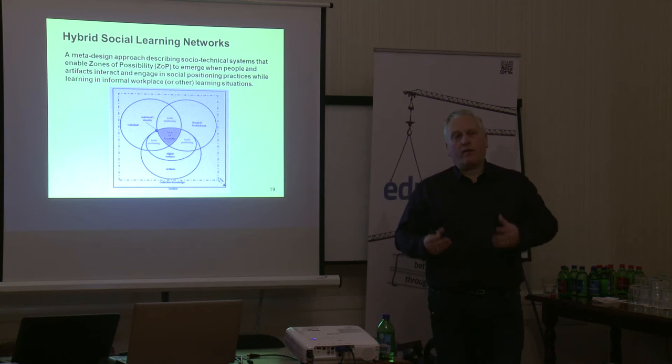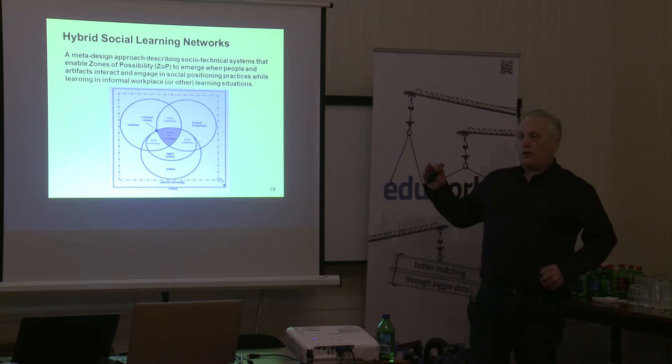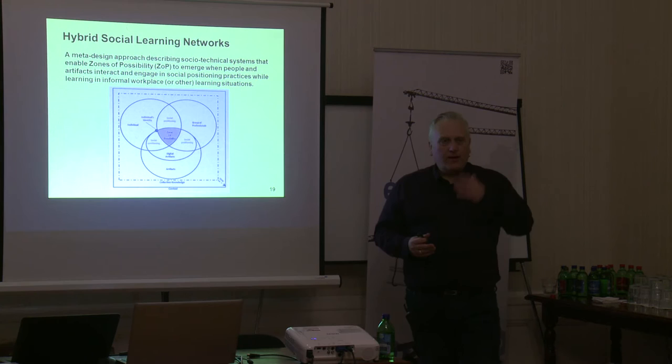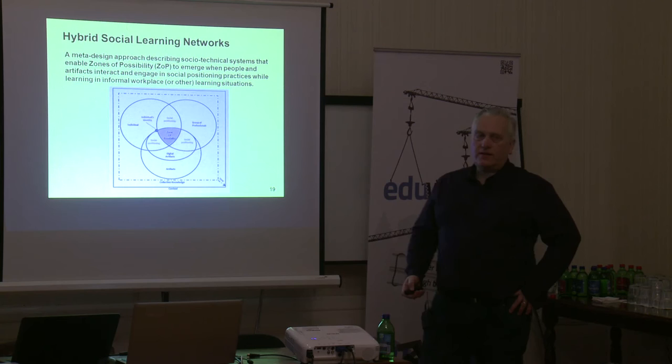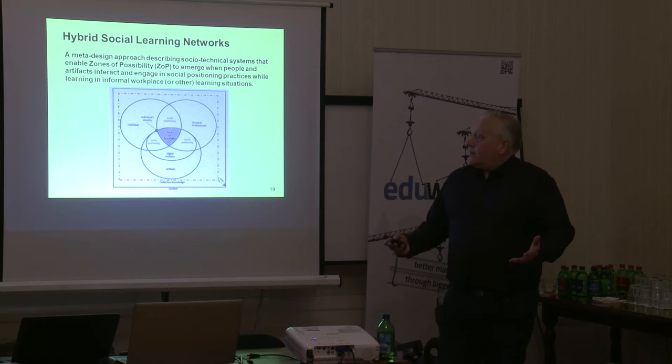So what you do is, we've got this overarching idea, and we use it to develop something at runtime: you get a zone of possibility, where people who engage with artifacts like the systems and each other are involved in this zone of possibility. So you get individuals, groups, digital artifacts, and social positioning practices, this power and control thing going on. That's kind of the theory.